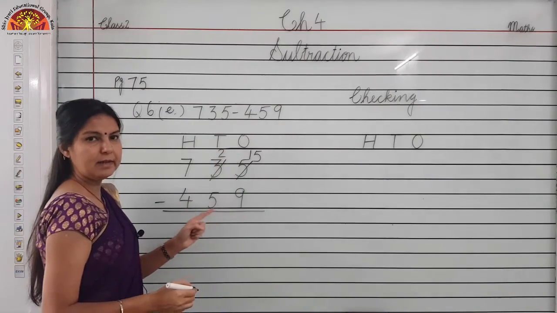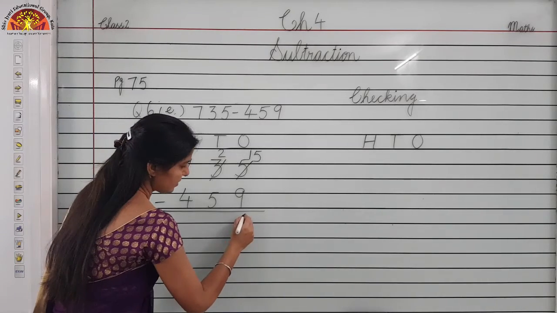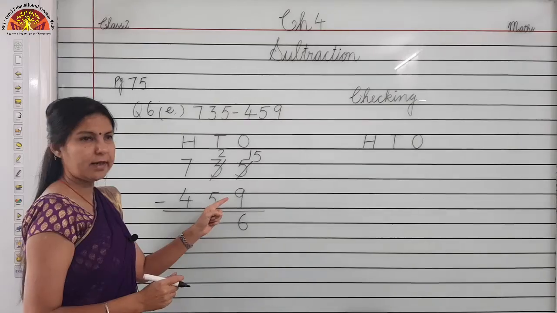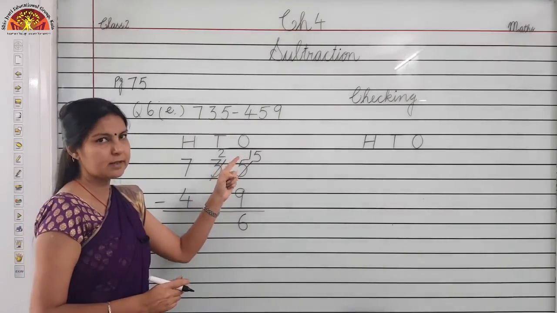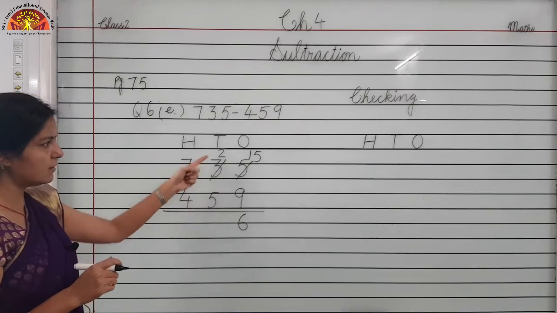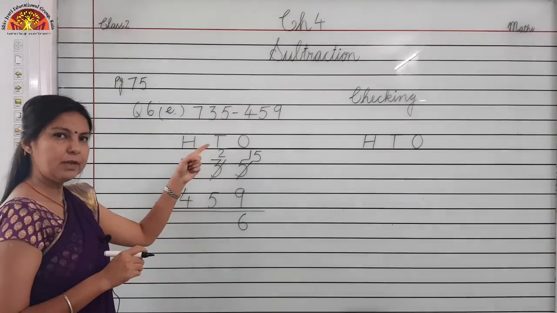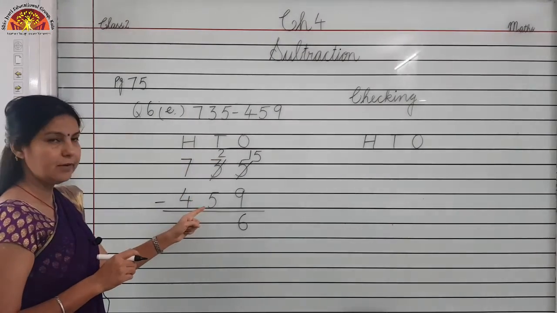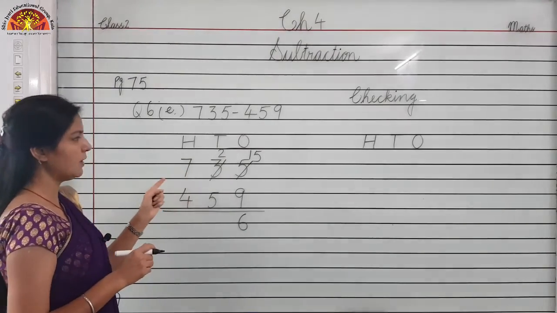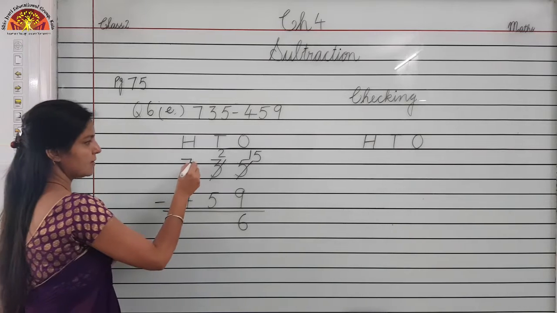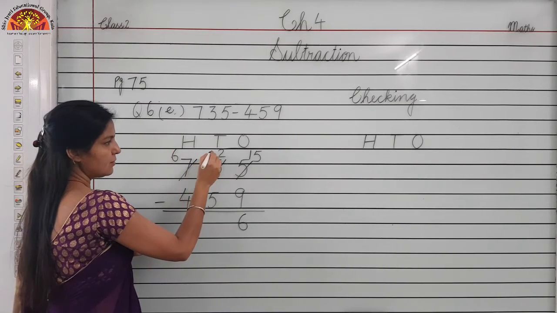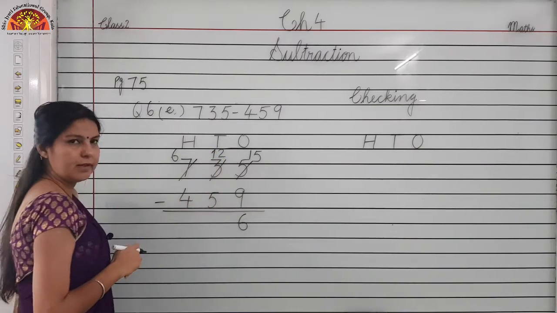15 minus 9 is now 6. What you will do? You will start counting after 9 and you will stop where 15 is coming on our fingers. Now again we will check these two numbers. 2 is smaller than 5. So what we will do? We cannot subtract 5 from 2. So we will take borrow from 7. 7 will become 6 and 2 will become 12 now.